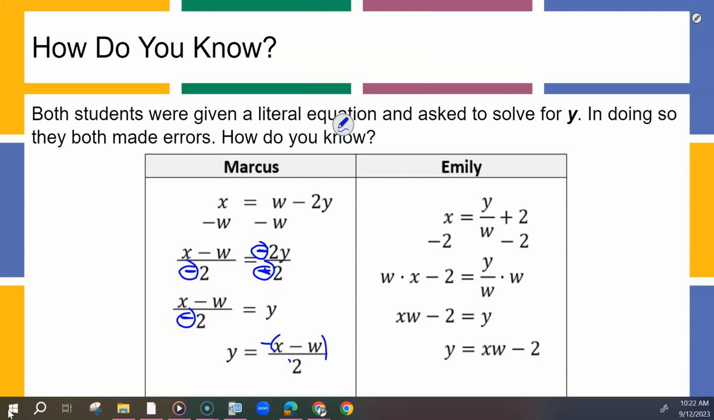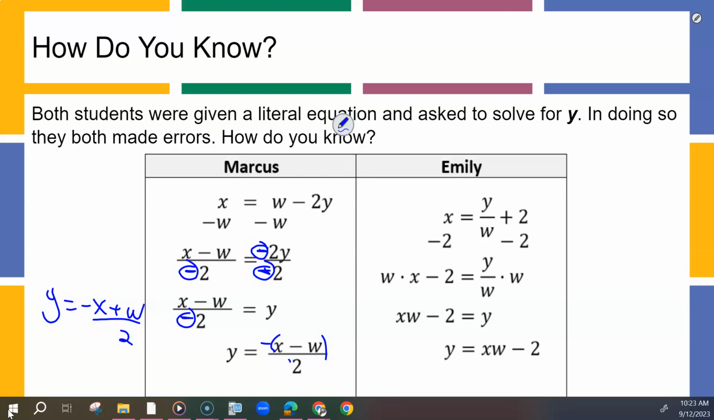So that was correct. For Marcus, he did not bring down the negative 2. So when he divided everything by 2, he should have divided everything by negative 2, which would have changed everything. You could have either left it like this or changed the signs completely, either putting the negative out front altogether or changing the signs completely.